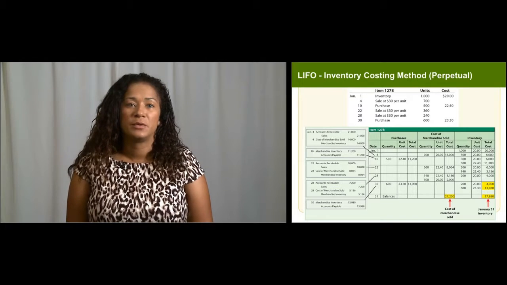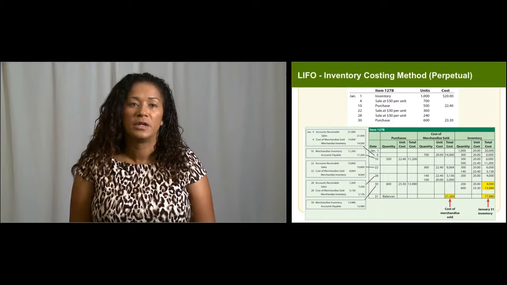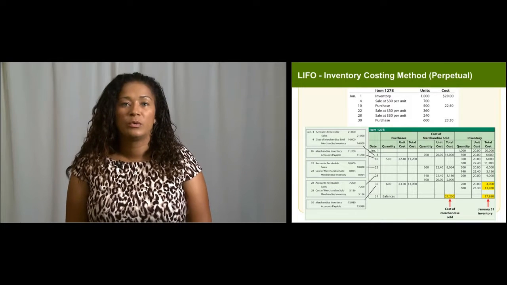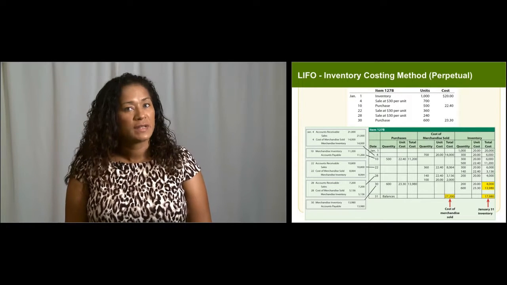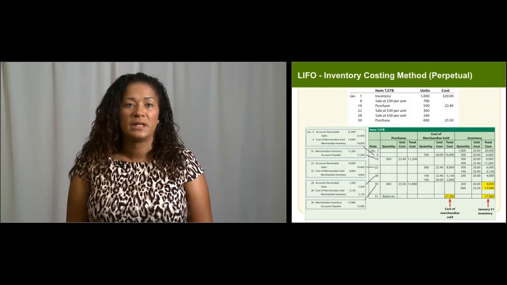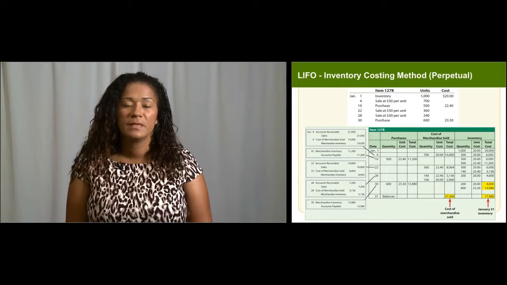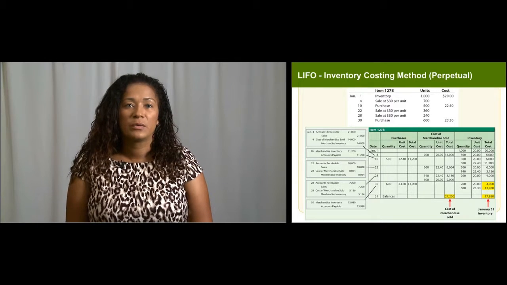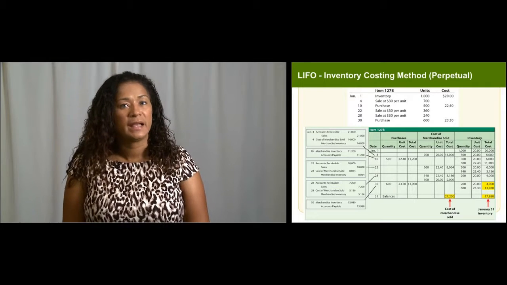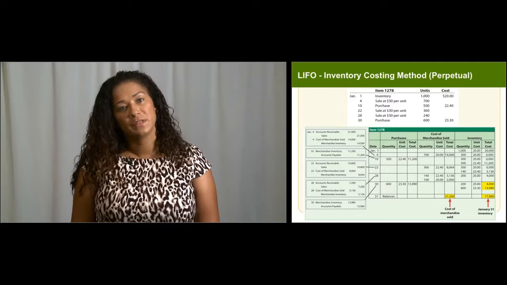Let's walk through an example using the inventory information that's provided in the chart for item 127B. We will review the process of recording each transaction based on the LIFO costing method. Let's first review the inventory record report used to record the transactions. The basic format of the inventory record report does not change depending on the costing method used. It will always include 10 columns.